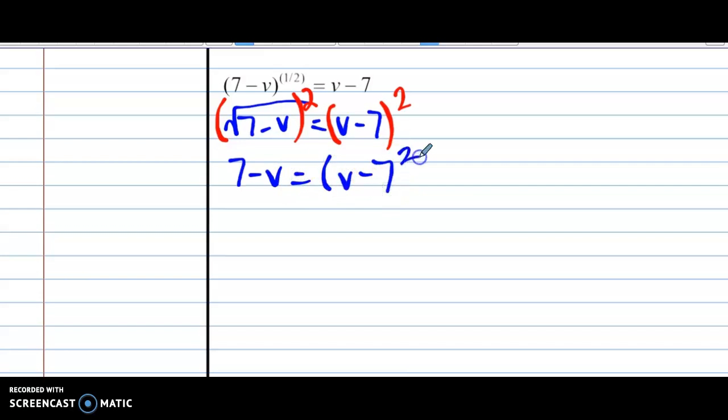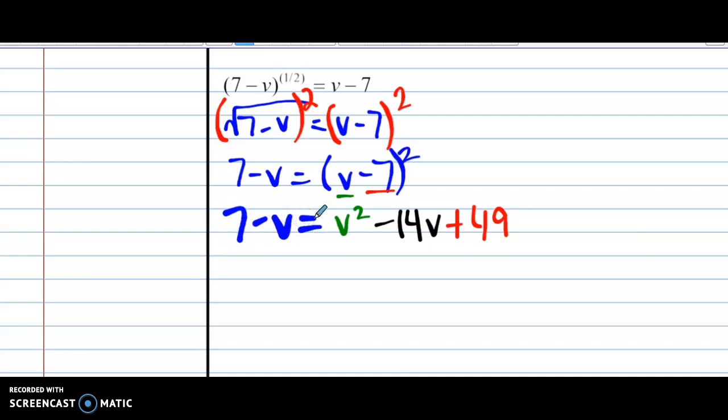When I have v minus 7 squared, we're going to use the shortcut. I take my first term and square it, so I write v squared. Then minus, because we're multiplying v times negative 7, which is negative 7v, times 2, and that makes it minus 14v. Our last term is negative 7, and then we square it. Negative 7 squared is a positive 49. Bring down what's on the left side.